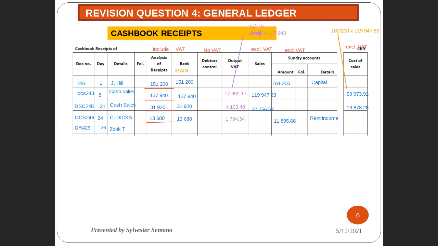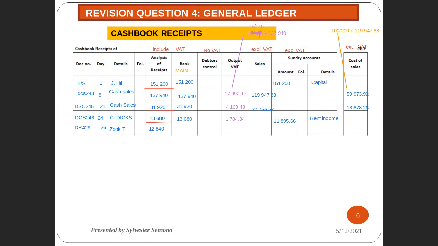So Zook is paying his account. Zook Traders are paying their account. Analysis, thank you so much. What is the amount once again? It's going to be 12,840. And then where else must I record? Who is Zook to us? If you know who Zook is, he's paying his account, so I must go somewhere.